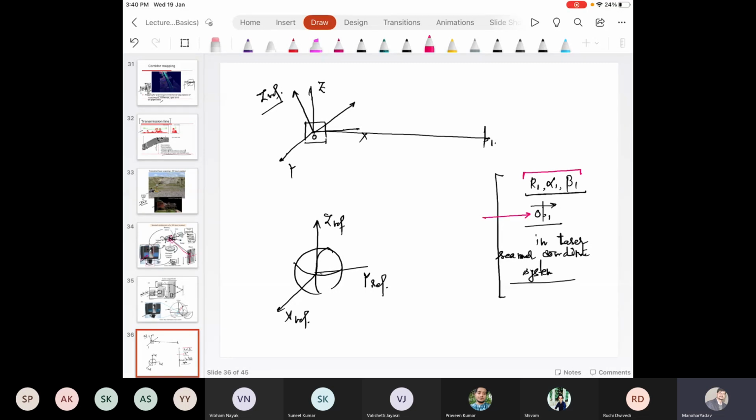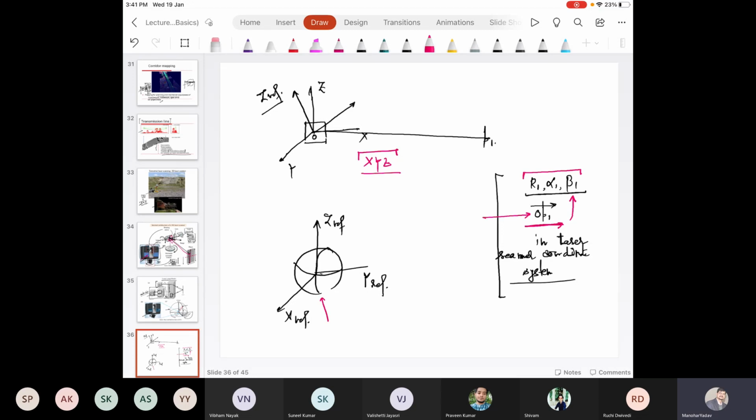So again, I would like to brief the discussion we are doing. In a laser scanner coordinate system that is defined by XYZ, I have written XYZ. Can you see that on the screen? Yes, sir. Okay, fine. In a laser scanner coordinate system, the vector OP1 is first calculated using the raw information, range R1, alpha 1, and beta 1. But our aim is to transform this vector OP1 from the laser scanner coordinate system to an externally defined reference coordinate system. And why it is required, I have already discussed previously.